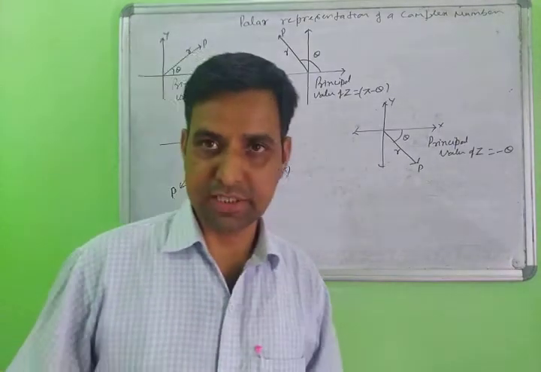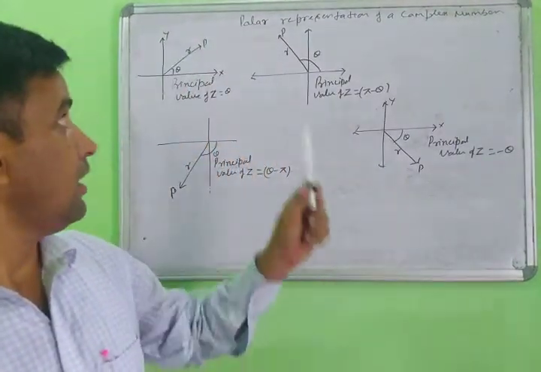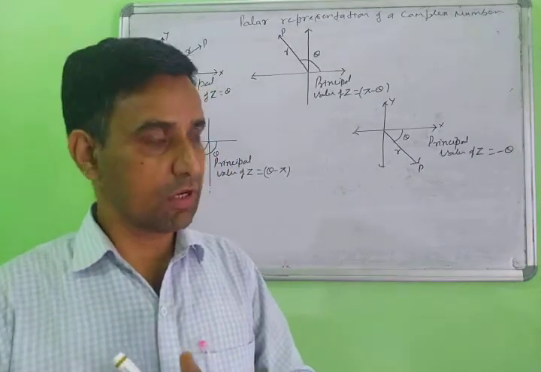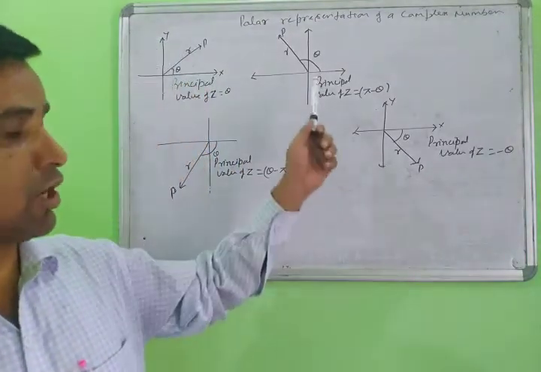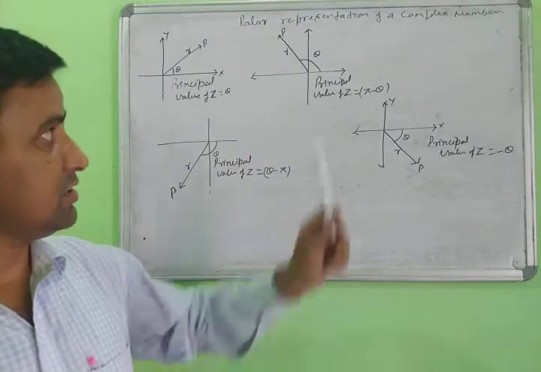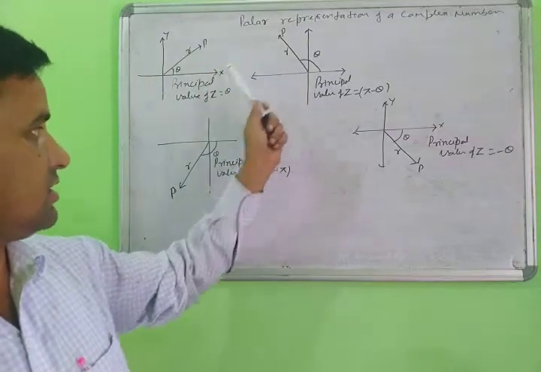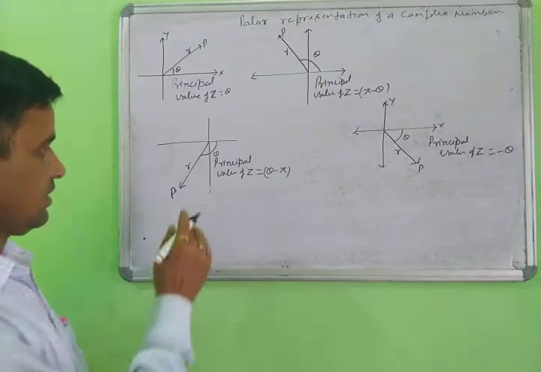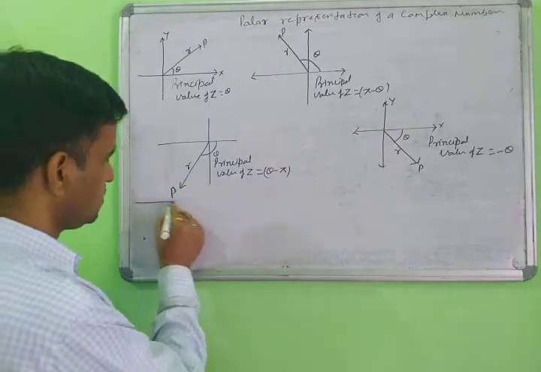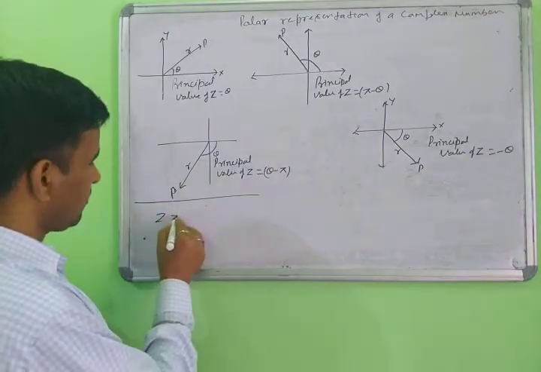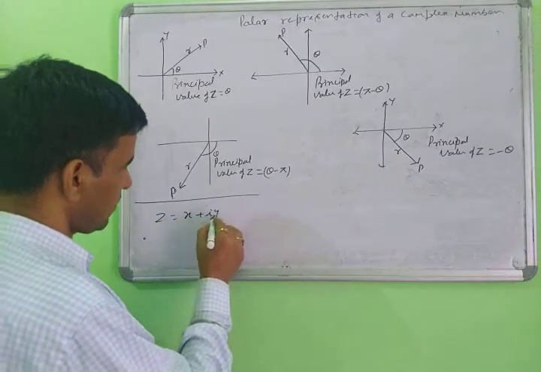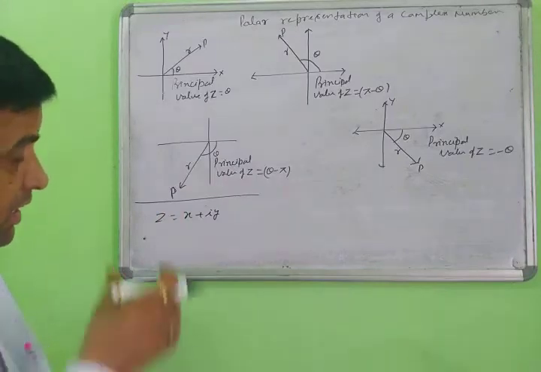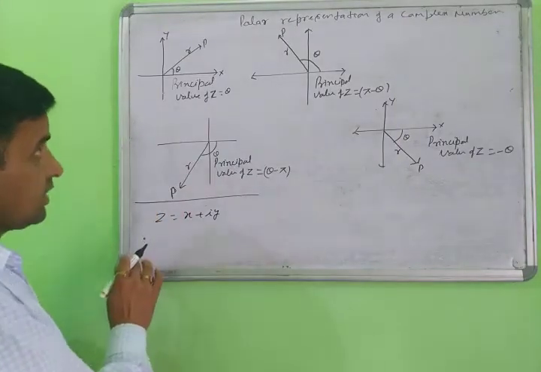Yes, students, next point I am taking here: the difference between quadrants. What is the value of the principal argument of z? This is the first quadrant, this is the second quadrant, this is the third quadrant, this is the fourth quadrant. Now first we will discuss here. Suppose any polar form, I am taking x plus iota y. This is any complex number.